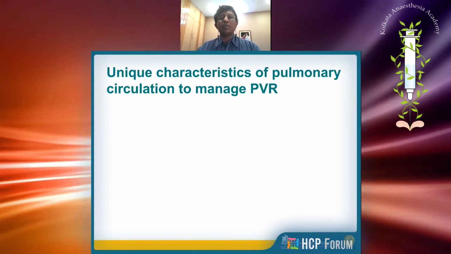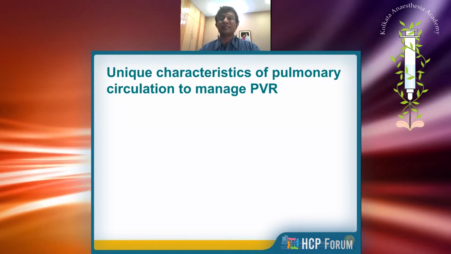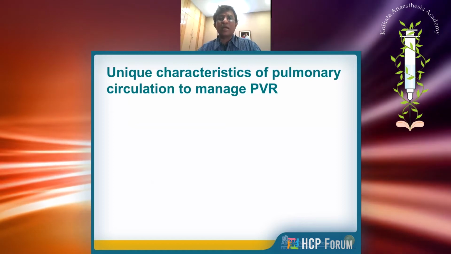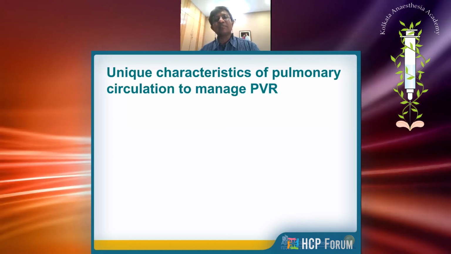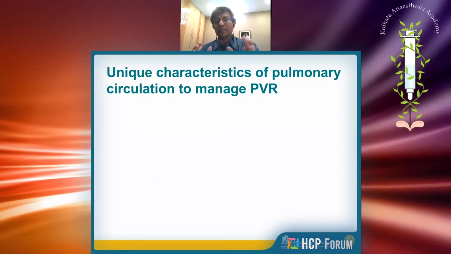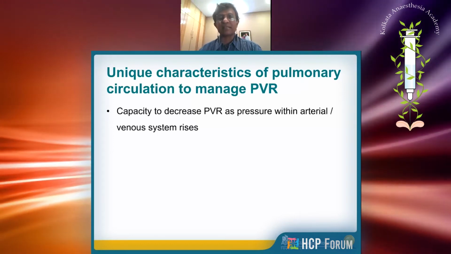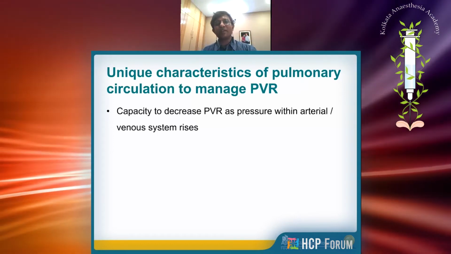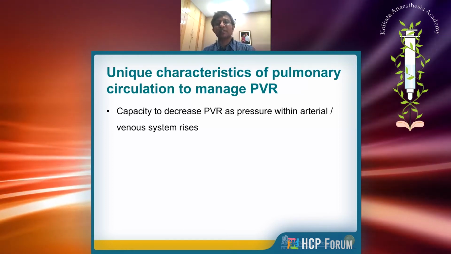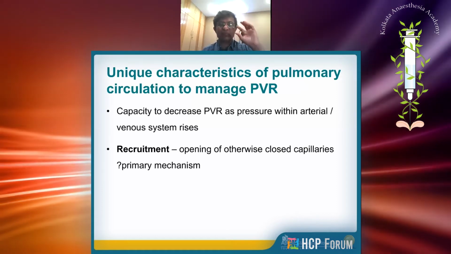So what are the unique characteristics of the pulmonary circulation, and how does it manage? We remember we talked about it, that it is different from systemic circulation, that even if there is a 3 to 4 times change in the cardiac output or the amount of pulmonary blood flow, the pulmonary pressures do not go up, and therefore the PVR does not go up. So it is essentially because of the capacity to decrease the pulmonary vascular resistance as pressure within the arterial or the venous system rises. And this happens by two phenomena.